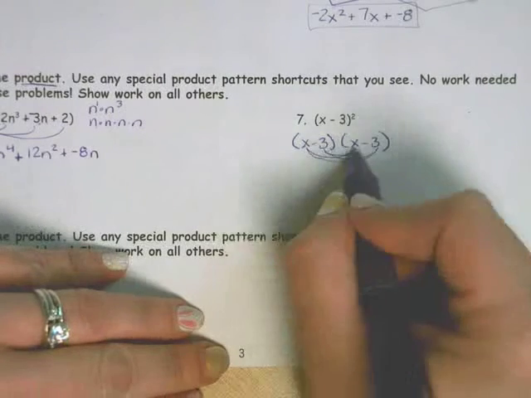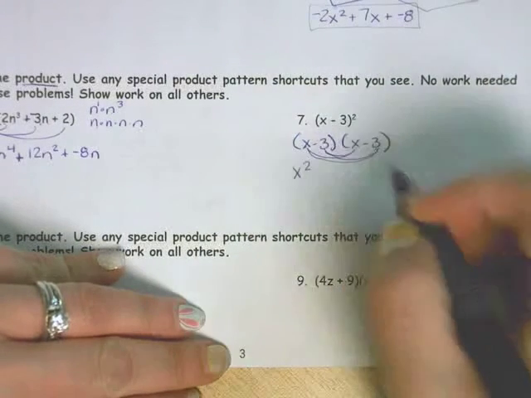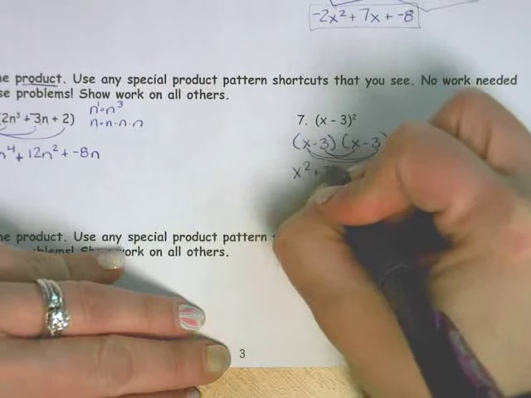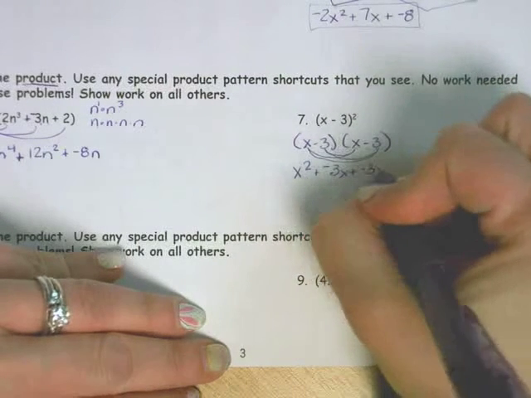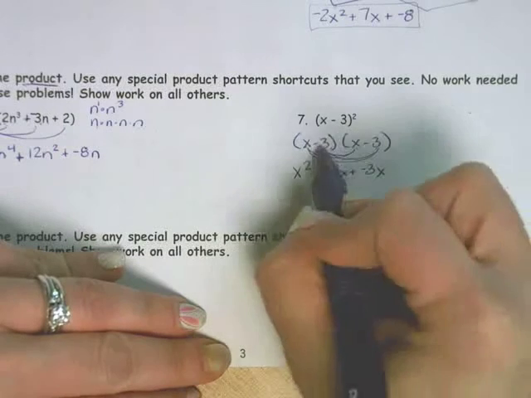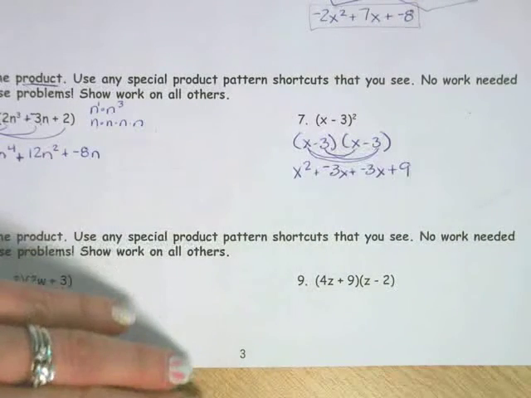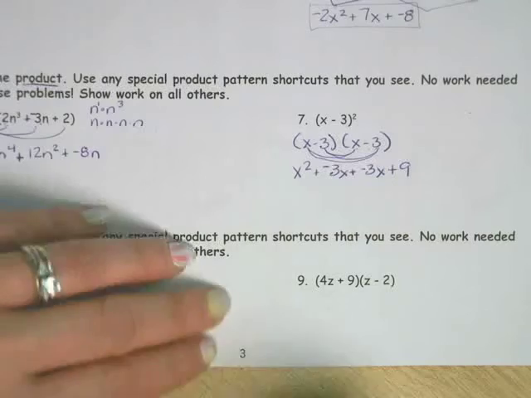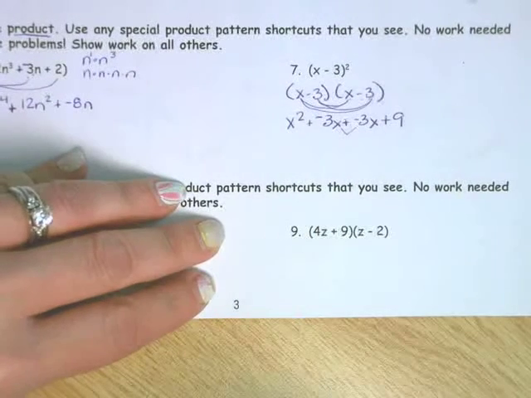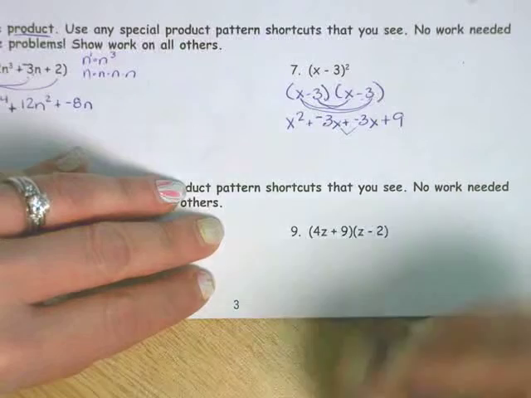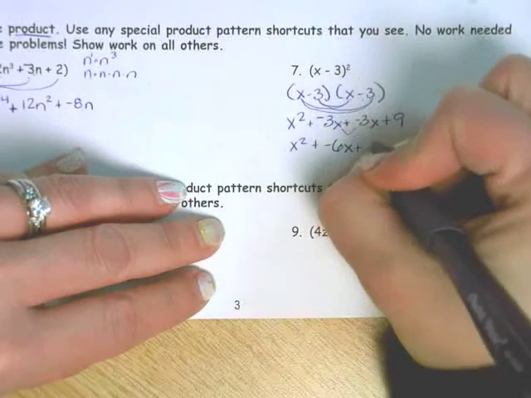So x times x, x squared. X times negative 3, plus negative 3x. Negative 3 times x is another negative 3x. And then negative 3 times a negative 3 becomes a positive 9 when we're doing this. All right, so here, what happens in the middle? Negative 3x plus negative 3x, we can totally combine those, and we get x squared plus negative 6x plus 9.